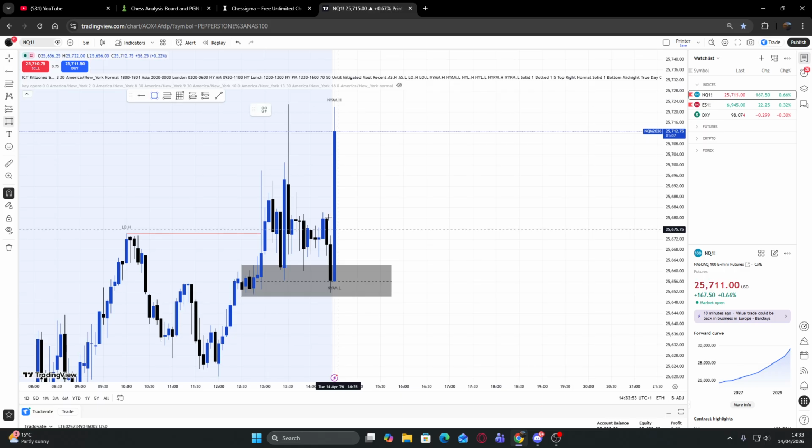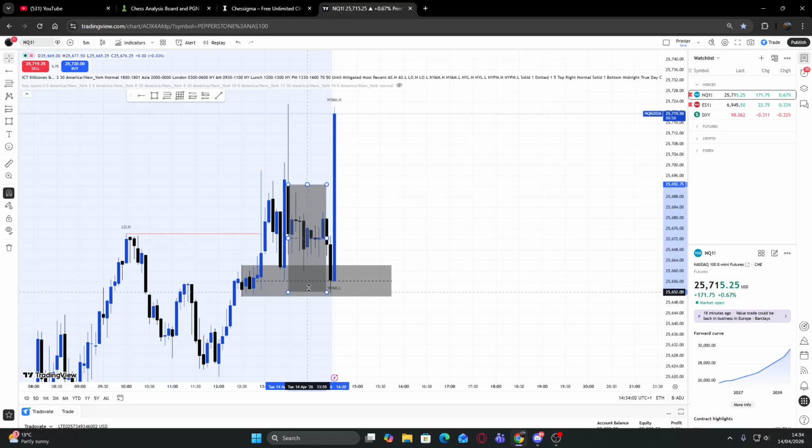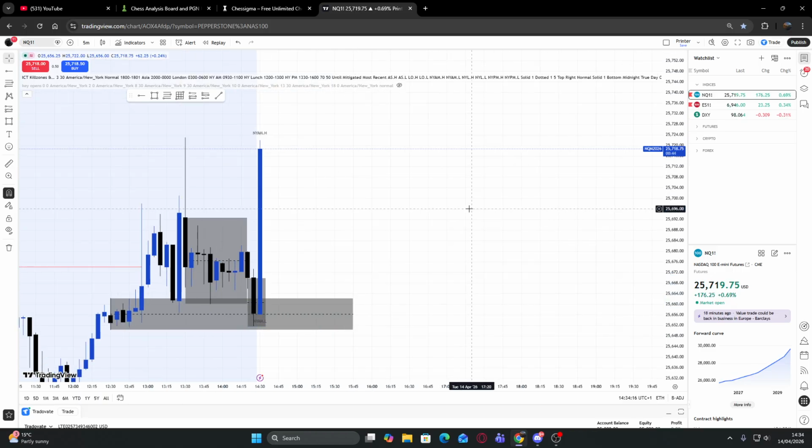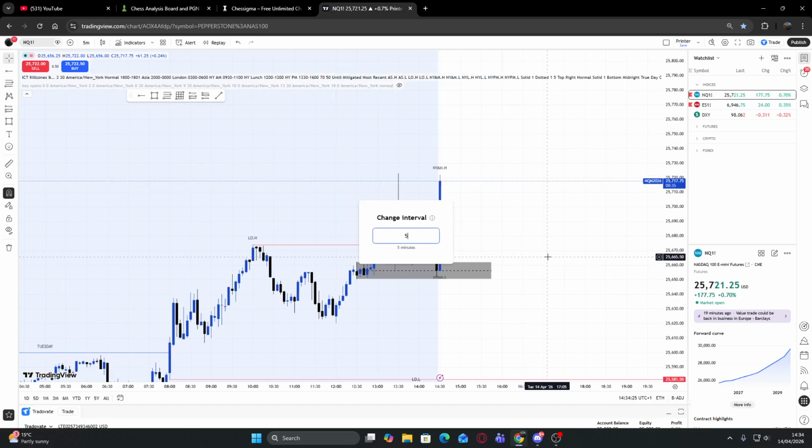Now, obviously, you're looking at this. This could be the accumulation, right? Or you could be looking at accumulation like this. A manipulation here into a higher time frame PD array, such as our 15 minute. And now we're distributing, right? But we're not really gonna know until we get some more market structure from the AM session.